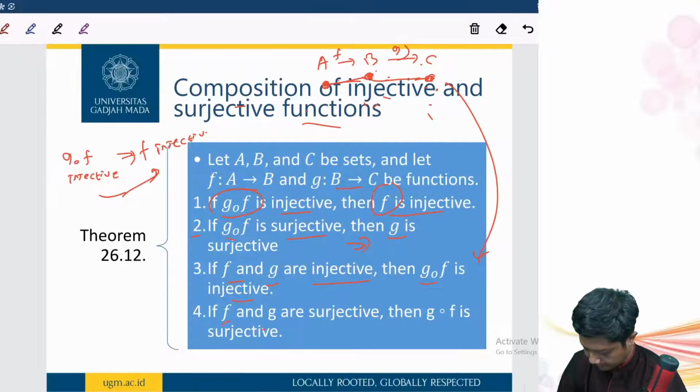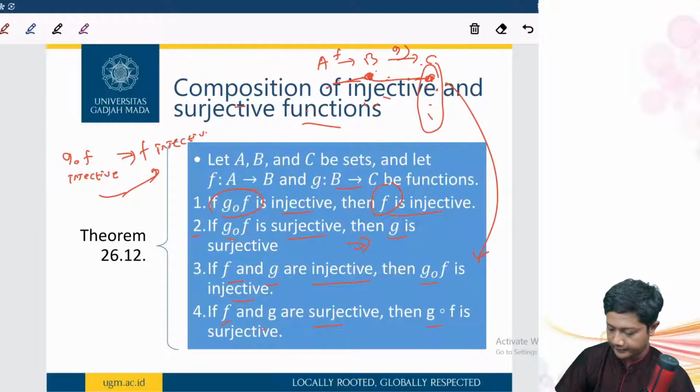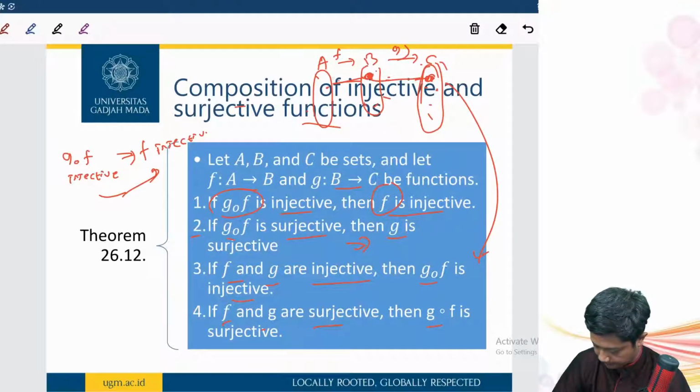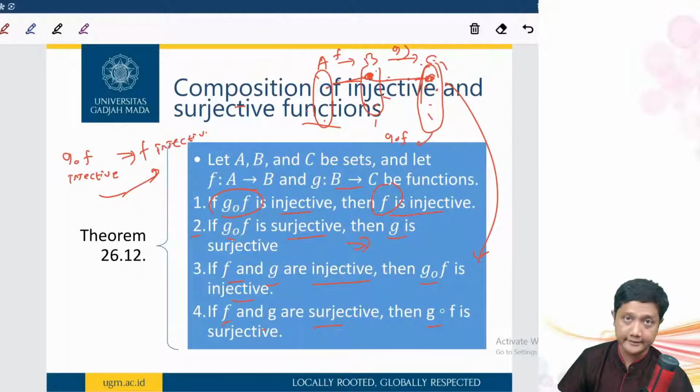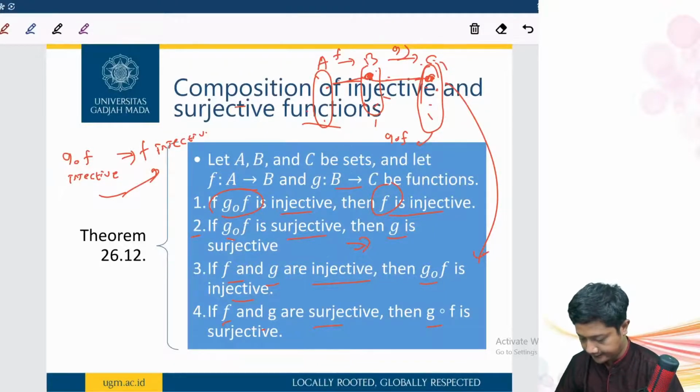And then if F and G are surjective, then this one is also clear. Remember, if F and G are surjective, then every element in C has a partner in B, and every element in B has a partner in A. So if we make G∘F, then every element in C has a partner in A. So this one is obvious.